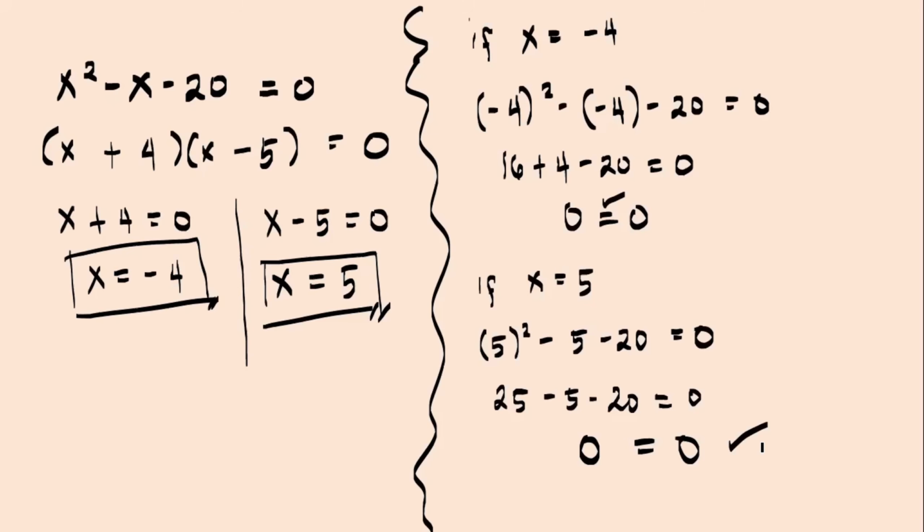Okay. So what if the leading coefficient is greater than 1? Okay. So again, nasanay kasi tayo na pag nag-factor tayo, laging walang kasama si x squared or laging 1 lang yung kasama ni x squared. So paano naman kapag ang leading coefficient natin is greater than 1? Okay, so for example, 2x squared minus 5x is equal to 3. Okay, so again, 2x squared minus 5x is equal to 3.